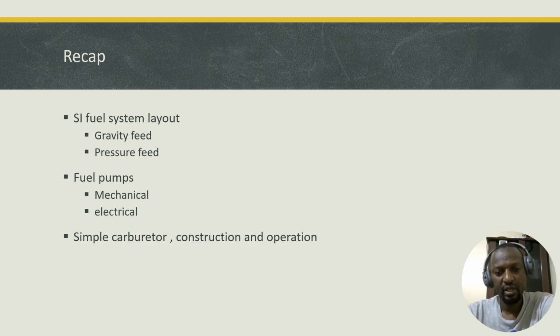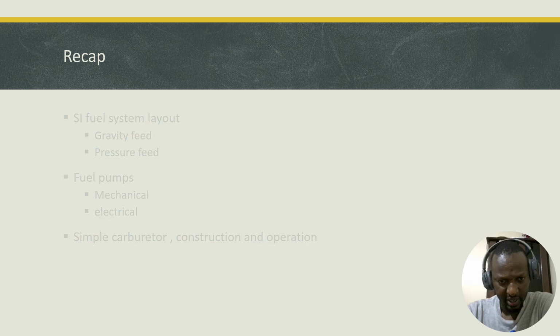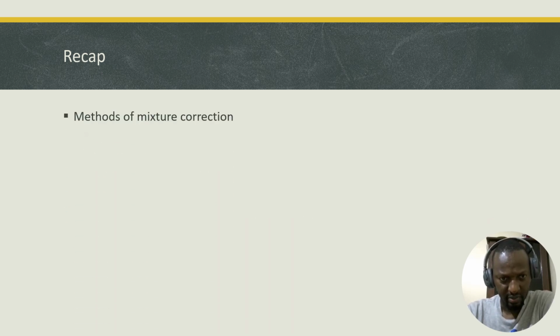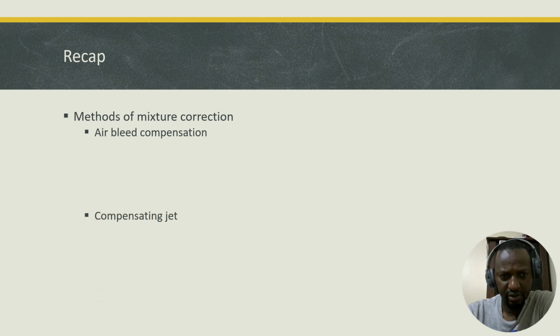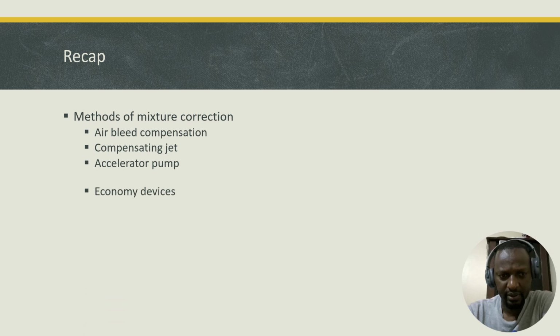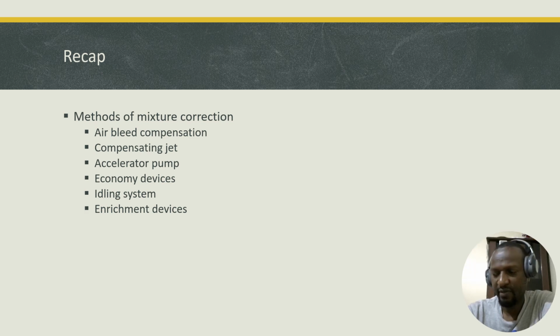Consequently, it means that to correct this, a few adjustments have to be made to the carburetor, which is why we talked about the methods of mixture correction. And these include air bleed compensation, compensating jet, an accelerator pump, economy devices, idling system, and enrichment devices. You remember very well, we talked about the enrichment device being something similar to what the accelerator pump does.